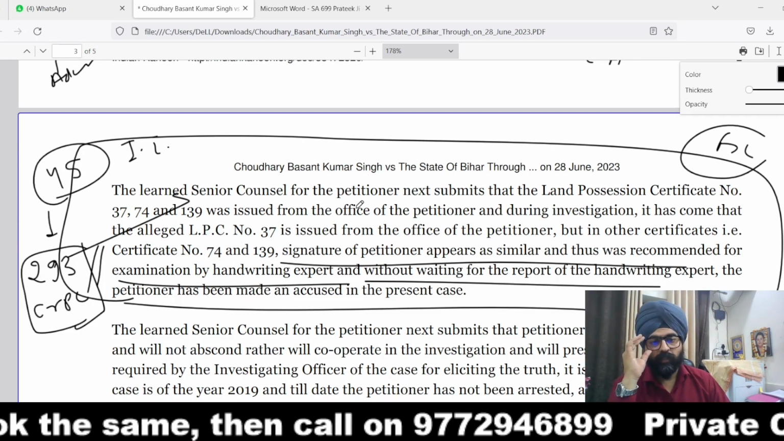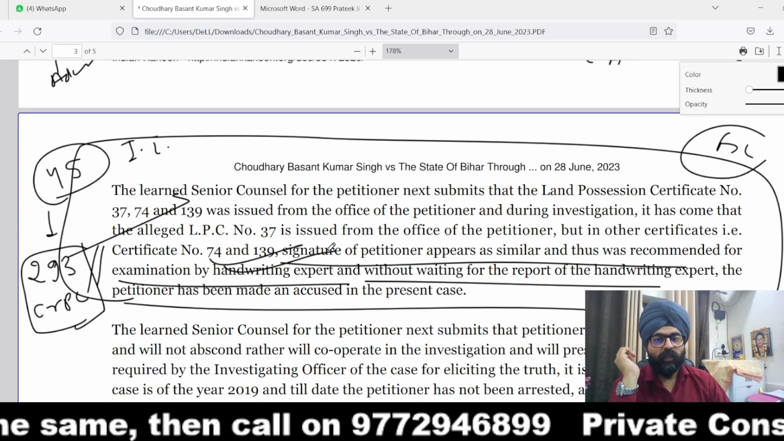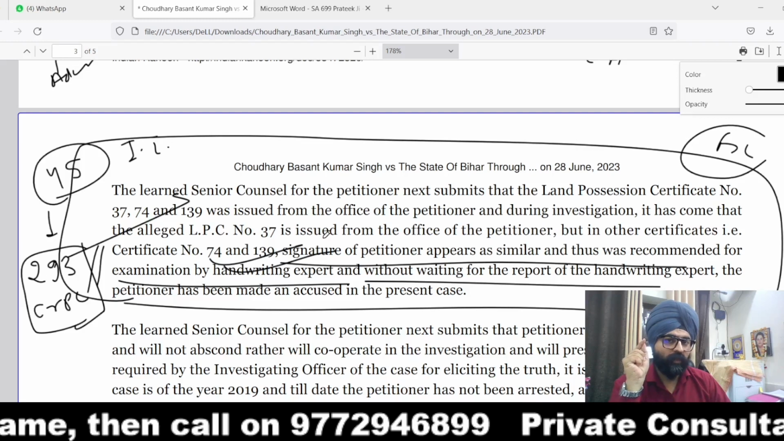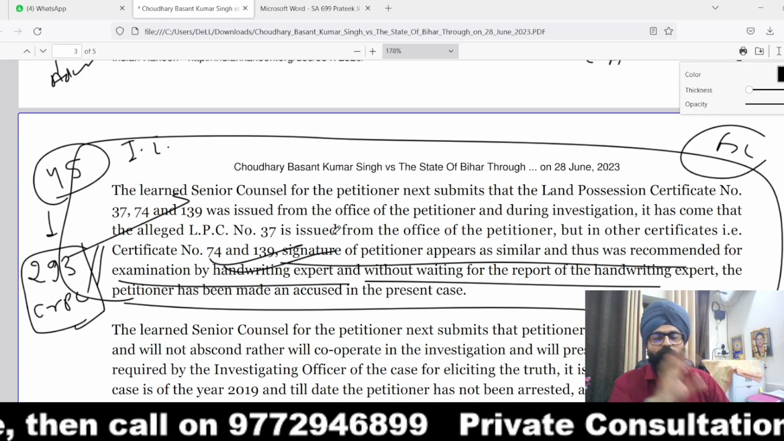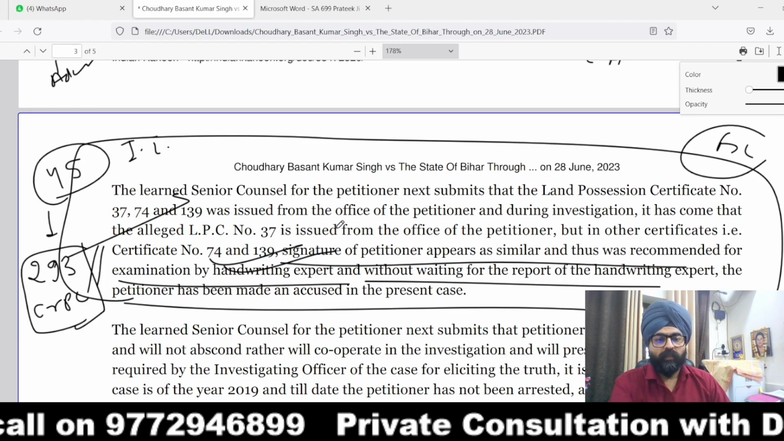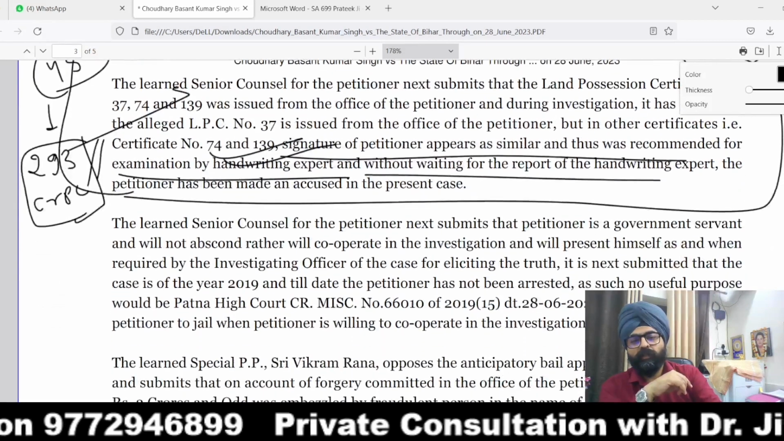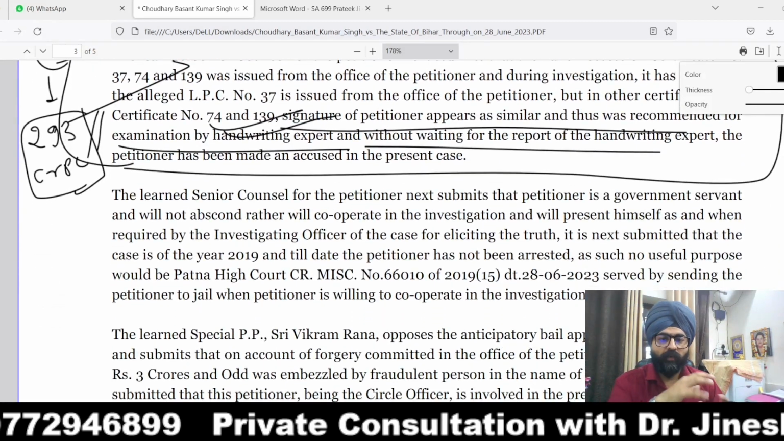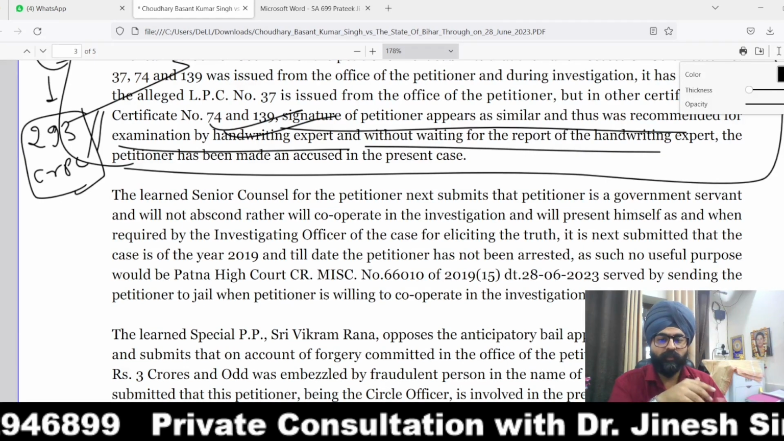In that scenario, the handwriting expert report is sine qua non, and in the present case, the allegation of the defense is that without waiting for that report, they want to implicate the accused in the present alleged crime without any basis. The submission is that he is a government servant, he will cooperate in the investigation, and apart from that, he has cooperated, already joined the investigation.